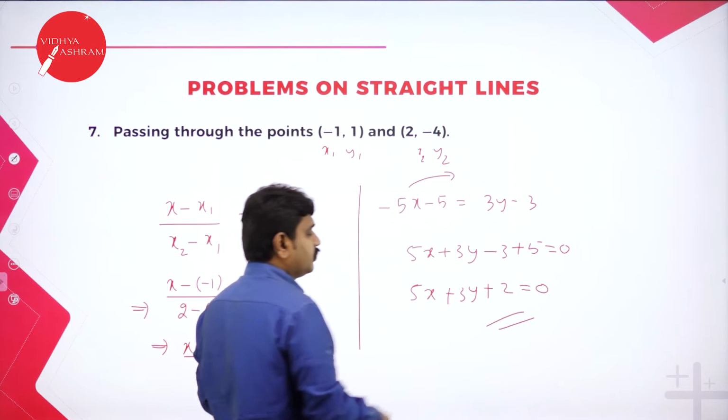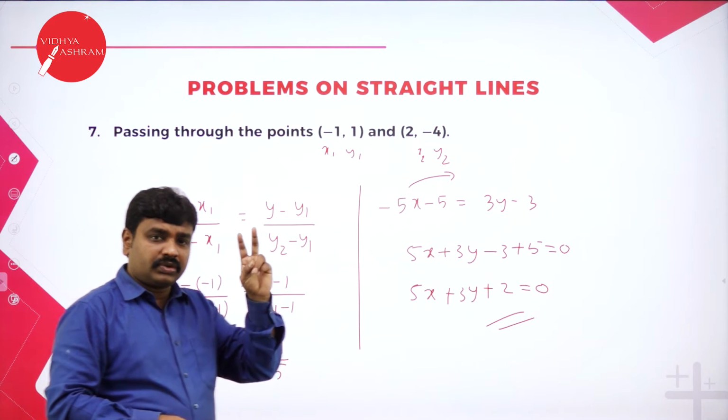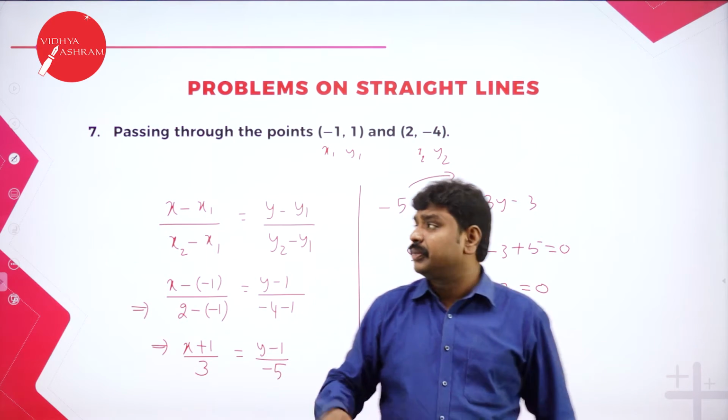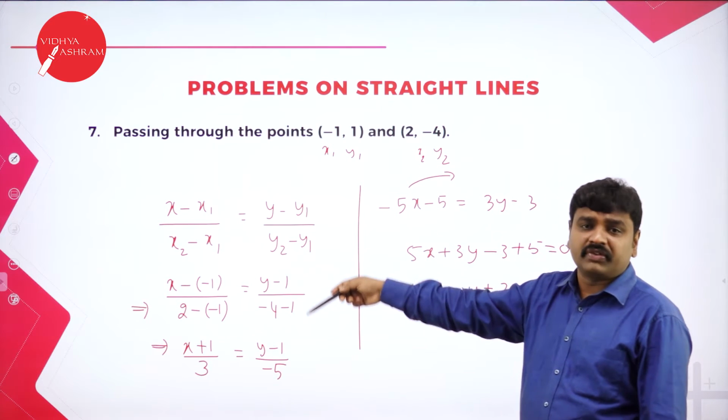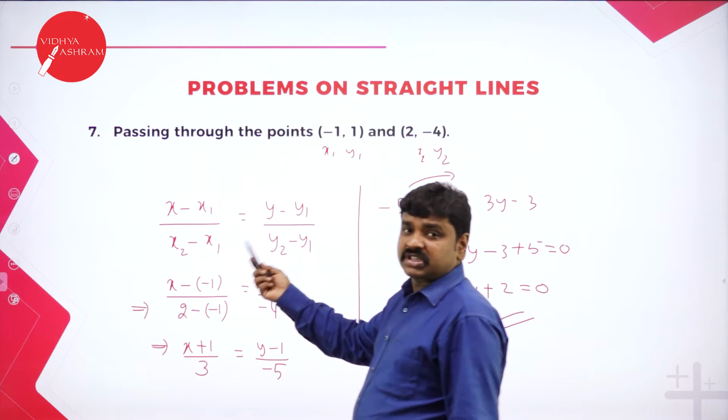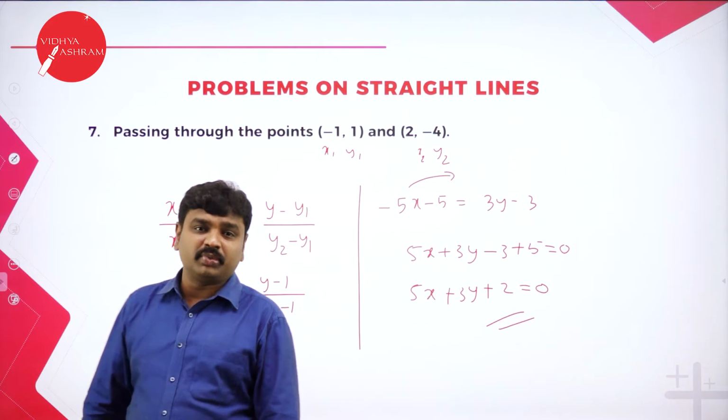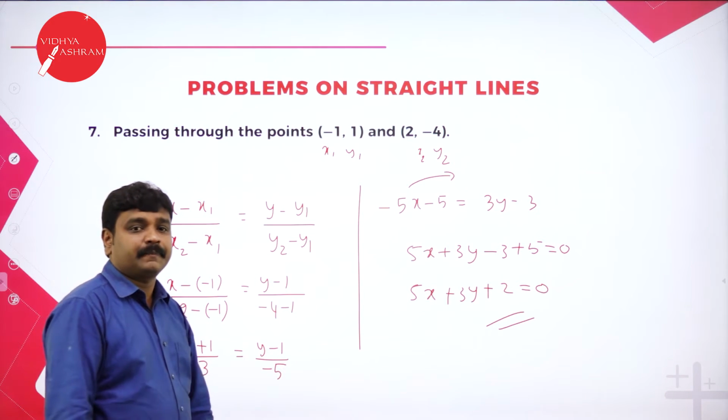This is the line. So they want you to find the equation of the line, and they clearly mentioned the line is passing through 2 points. Use the 2-point form of the line. What is the 2-point form of the line? x minus x1 by x2 minus x1 equal to y minus y1 by y2 minus y1. Rearrange, you will get the answer.